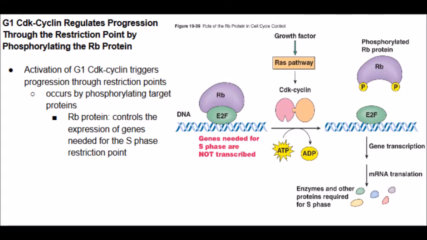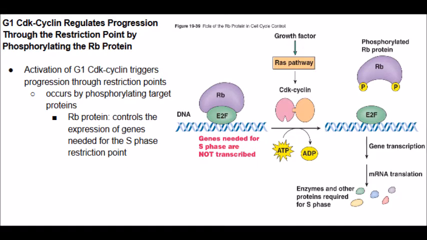When the cells are stimulated by growth factors, a signaling pathway is triggered. This pathway is called the RAS pathway. Once this pathway is activated, as shown in the middle part of the figure, the production and activation of a G1 CDK cyclin complex occurs. That's the pink and peach figure in the middle of the screen. This is going to use up ATP and convert it to ADP. This complex catalyzes the RB phosphorylation.